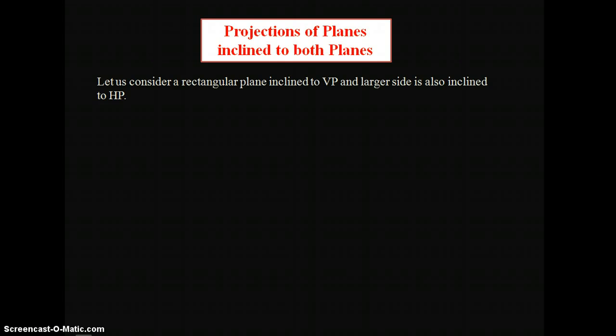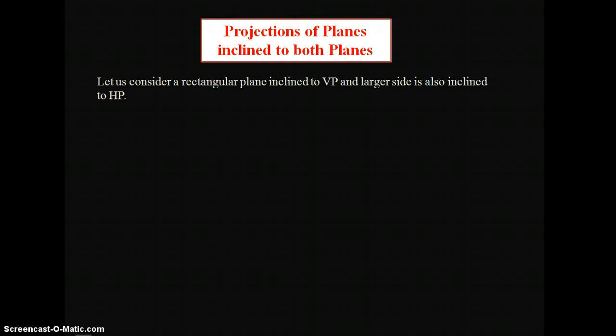In the first case, first we need to assume the plane is parallel to the vertical plane. So here the plane surface is inclined to the vertical plane. In that case we need to assume the plane is parallel to the vertical plane and the larger side is not inclined to the horizontal plane, that is, parallel to the horizontal plane. So like this we need to assume in the first case. Okay, later, slowly one by one, we can give the inclinations.